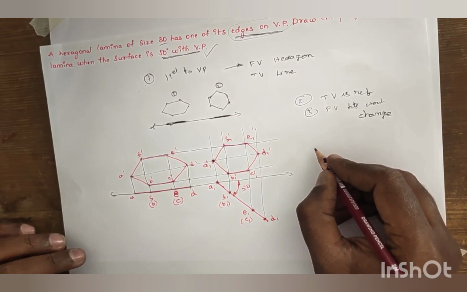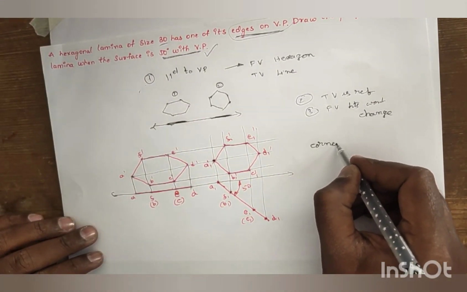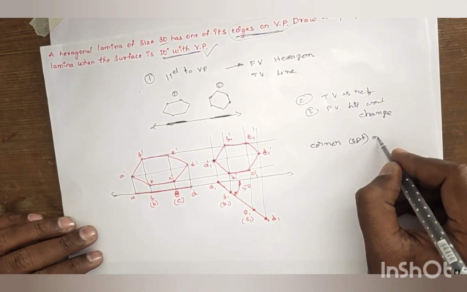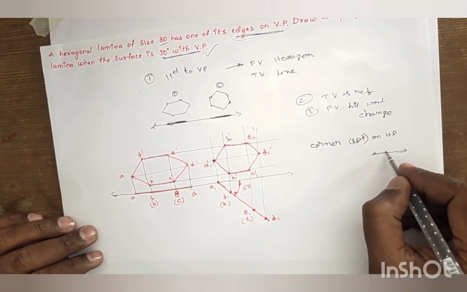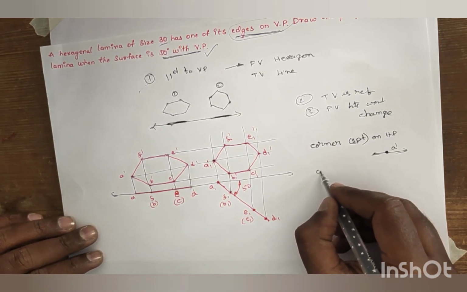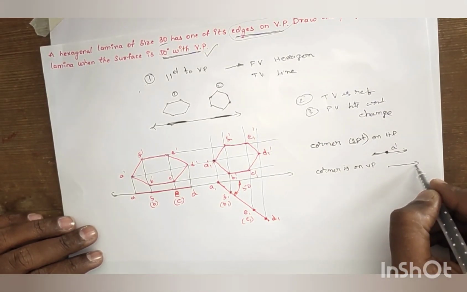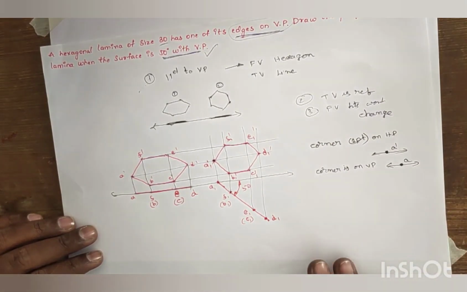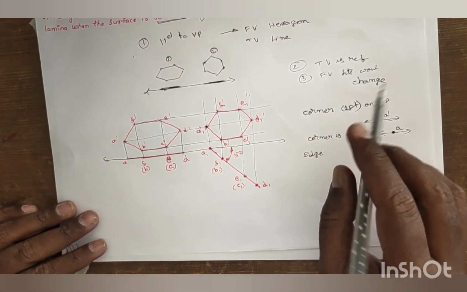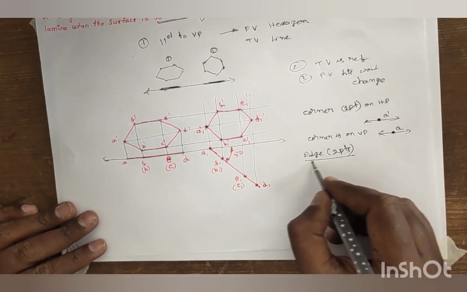Yes. Sir, you remember corner. If it is a corner, it is a point. One point it is. If the corner is on HP, then what is the meaning of it? In the front view only A dash will be on the XY line. If the corner is on VP, then on the XY line only one top view point should be there. But what is meant by edge? It is a line. It is having 2 points.